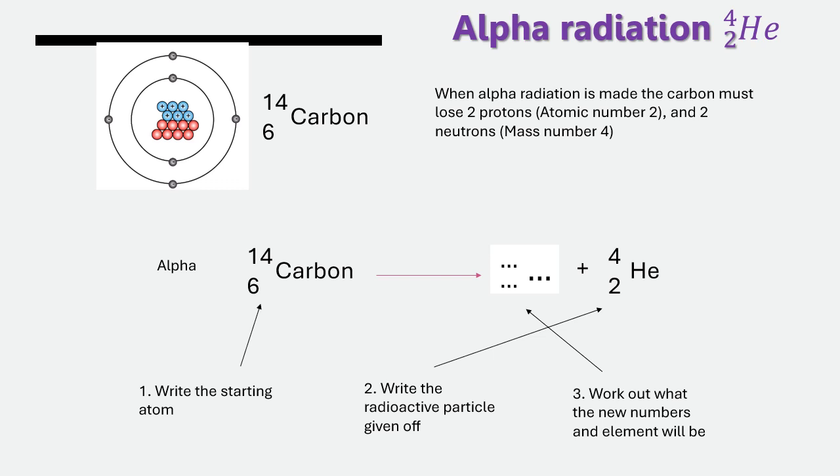And we started with 6 on the bottom, and we kicked out 2 in the alpha particle. So 6 minus 2 is 4. So we can replace our numbers 10 and 4 into the equation. Now we can look up on a periodic table what element has 4 protons, and that is beryllium. So we can write the full equation. Carbon-14 6 forms beryllium 10 4 and gives off an alpha particle He 4 2.